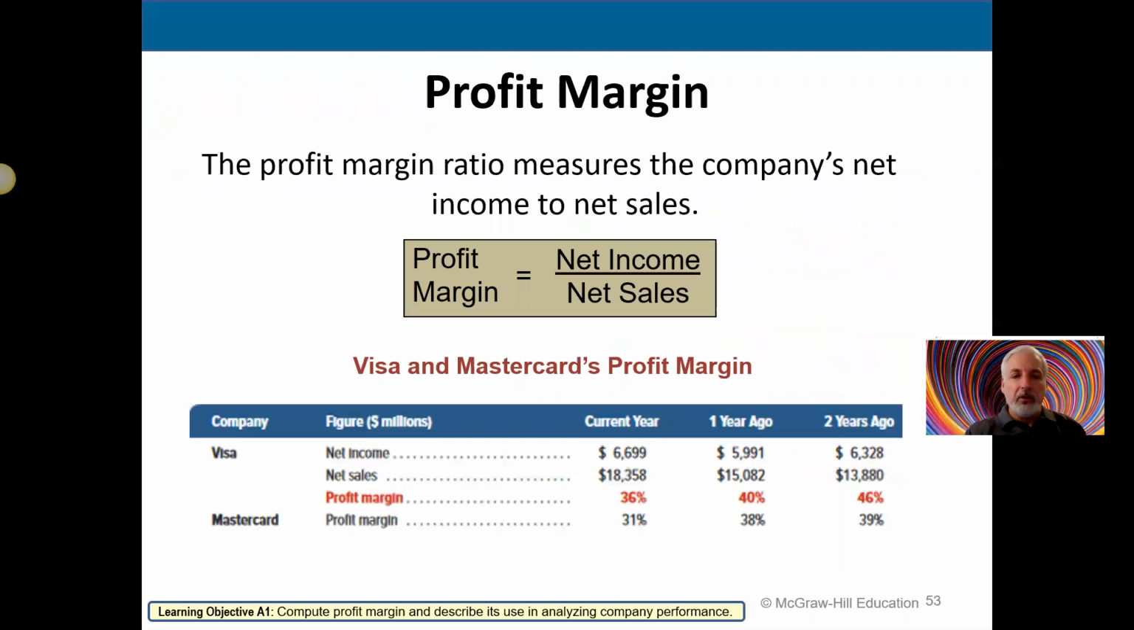All right. So net income divided by net sales. In this case, it was 100 in sales, 90 in expenses, net income of 10. Could be millions, billions, or trillions. It doesn't matter. 10 out of 100 is 10%. That's our profit margin.